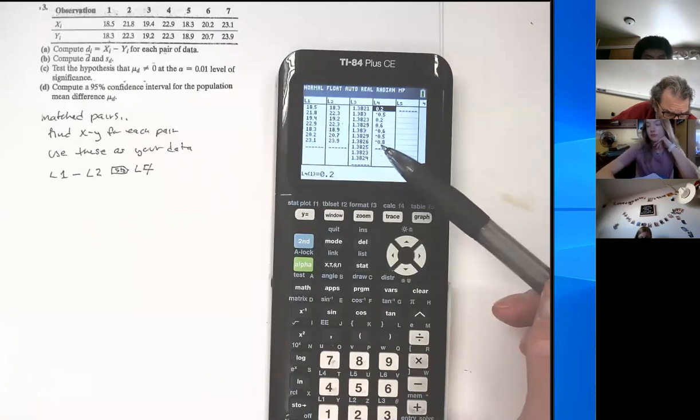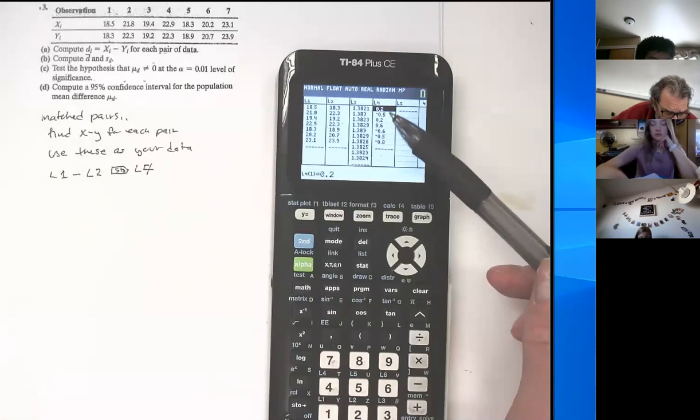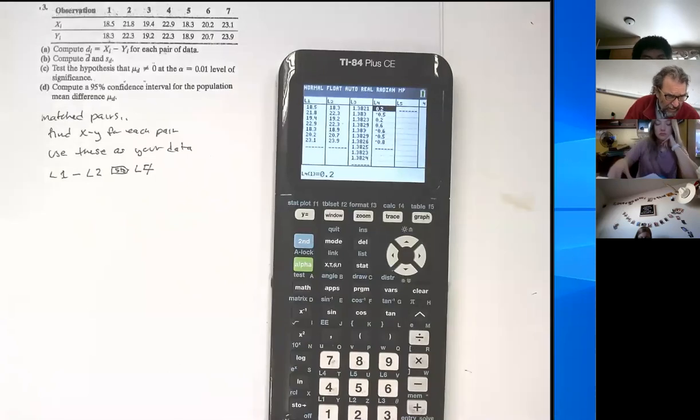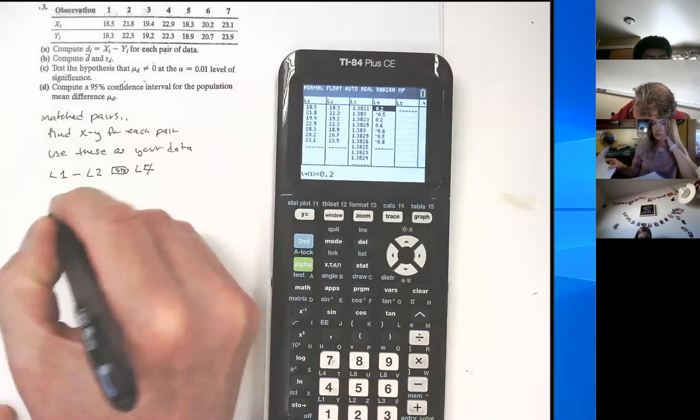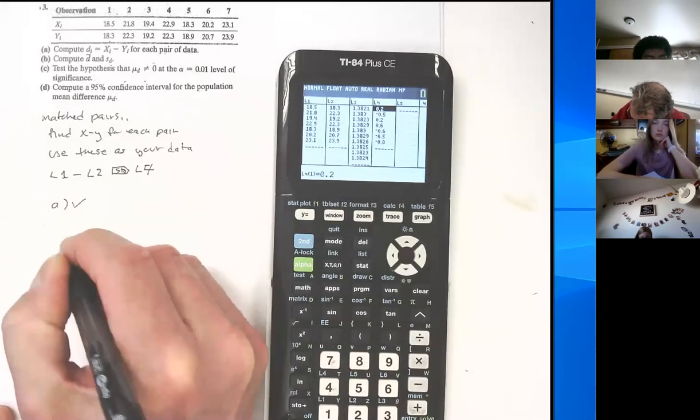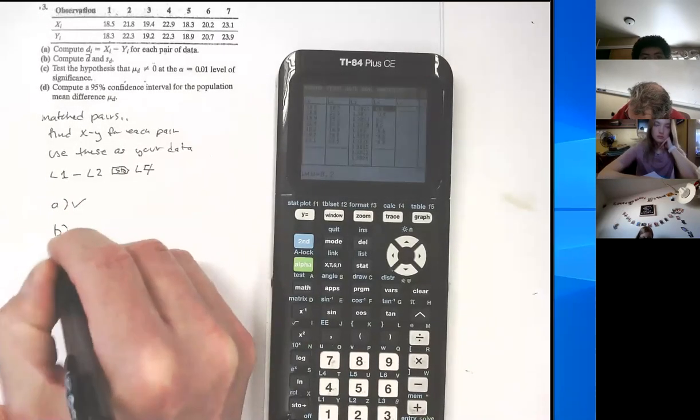I see some more negative ones than positive ones, but not that many more. And I don't know if that's enough to pull us away from 0 as a mean. We're going to find out. Okay, so I did part A, compute the differences, check. B, compute D bar and SD.